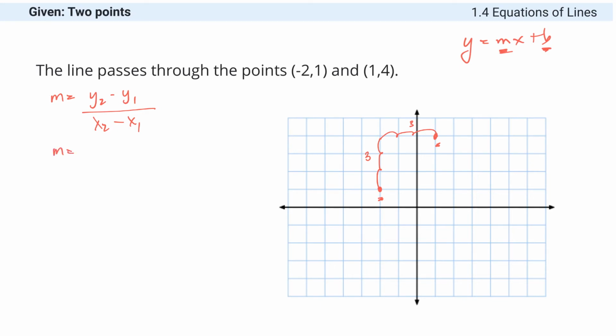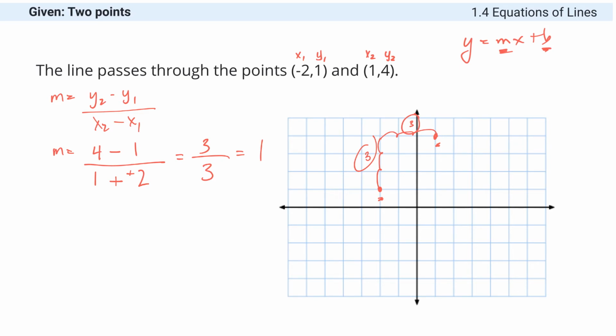Let's just use the formula and see if we can actually get the thing that we got from 3 over 3. Let's call this x1 and this y1. This will be x2 and this will be y2. Okay, so y2 is a 4 minus y1 is a 1 over x2 is a 1 minus x1 is a negative 2. So 4 take away 1 is 3. 1 minus a negative 2, careful with those negatives, is 1 plus 2, or 3, came out to the same thing. So the slope comes out to 1.